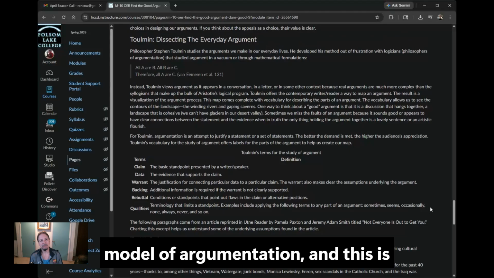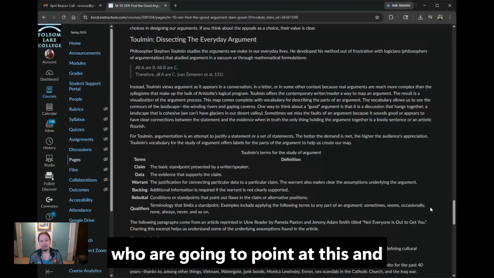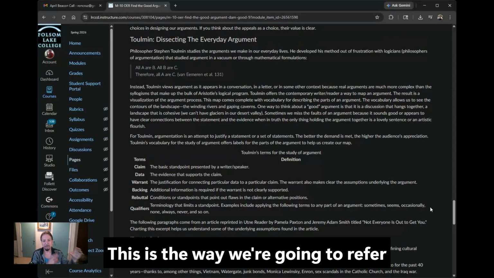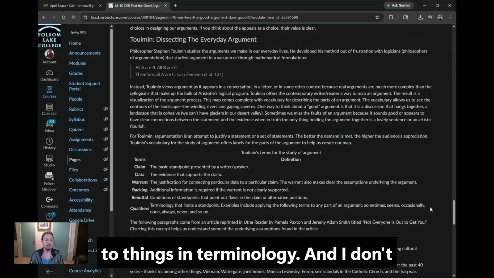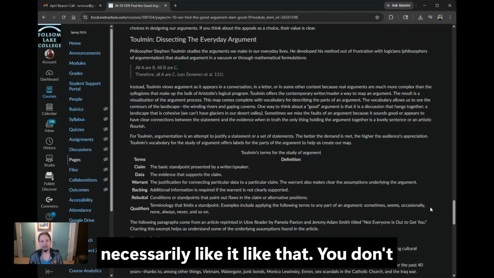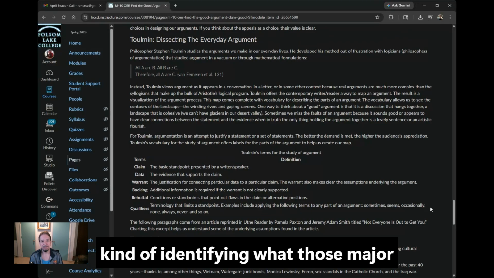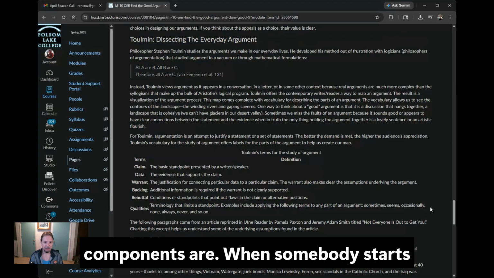And this is important. There are some rhetoricians who are going to point at this and say, this is the way people should argue. This is the way we're going to refer to things in terminology. And I don't necessarily like it like that. I don't like it like that. But I do think there is some importance to studying it and kind of identifying what those major components are.